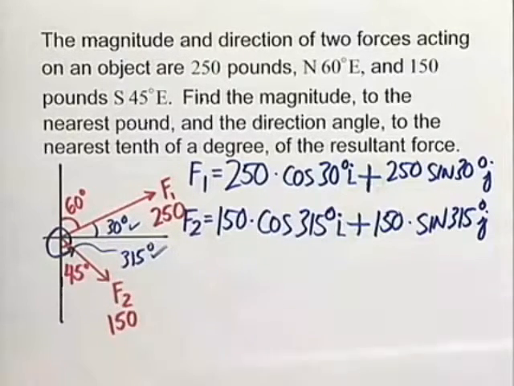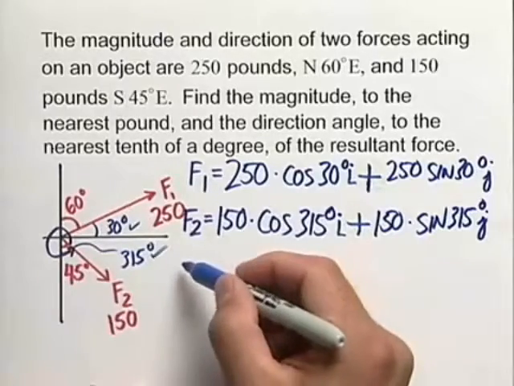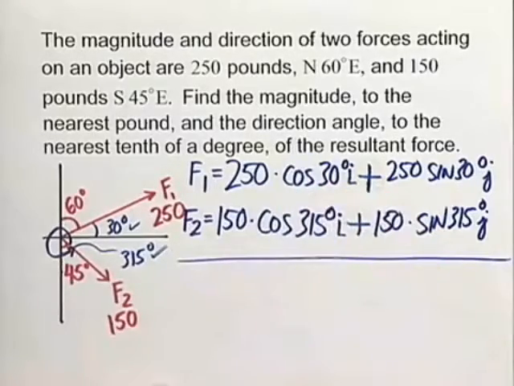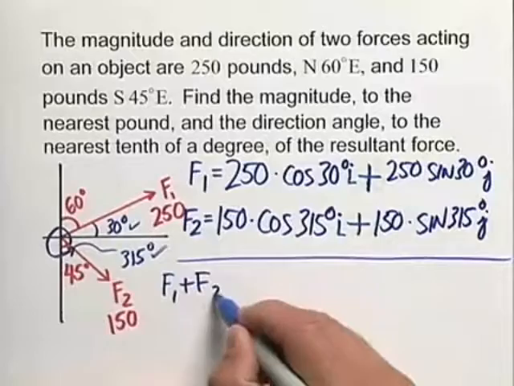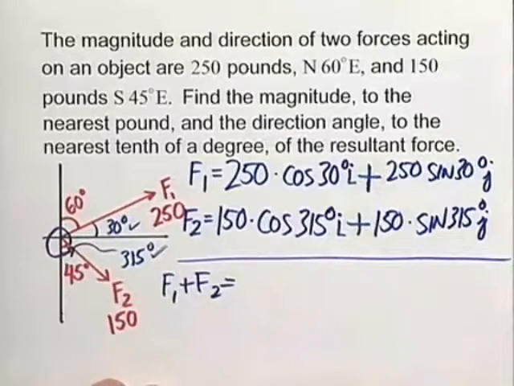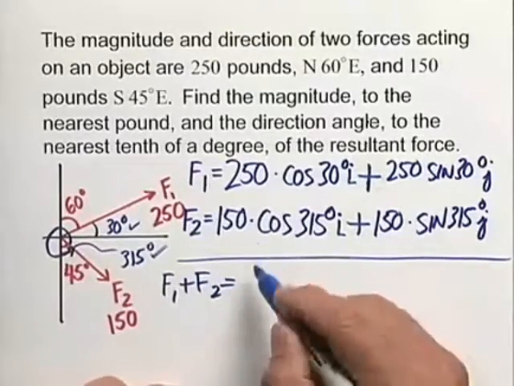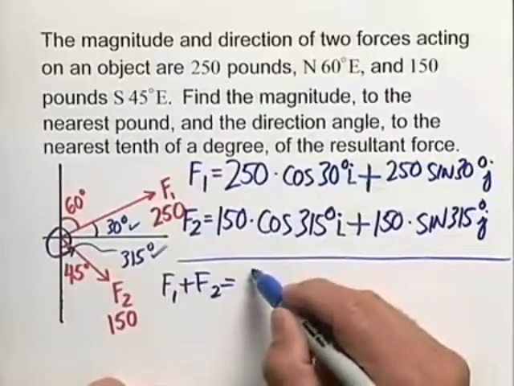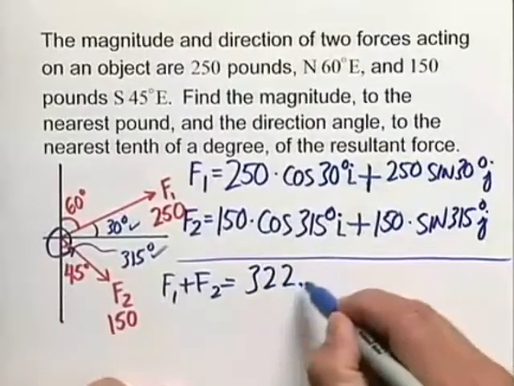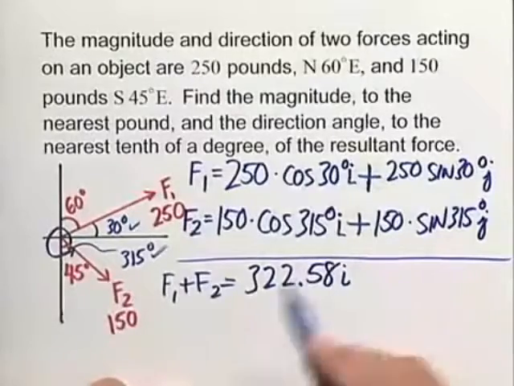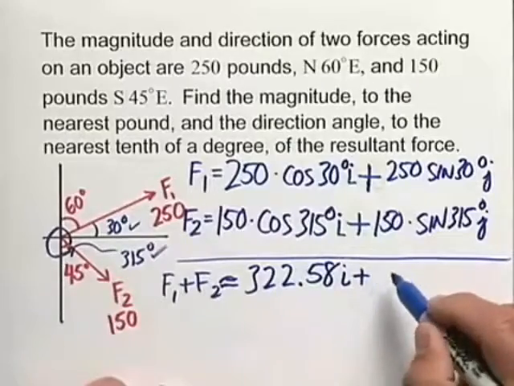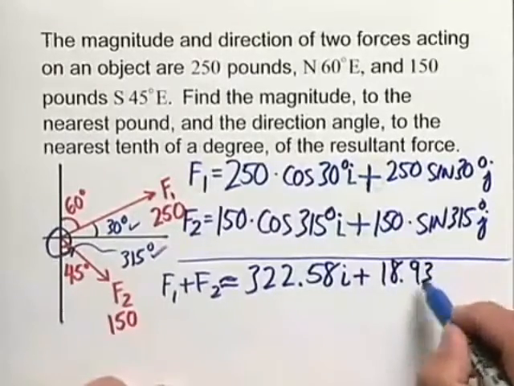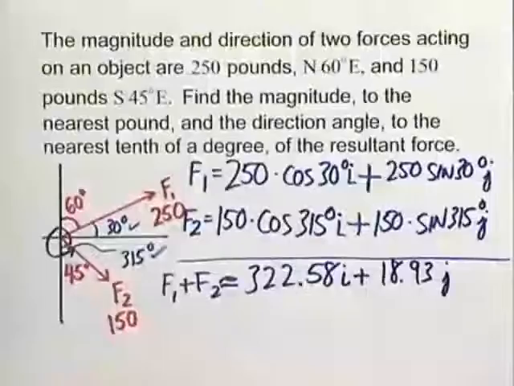Now you can plug this into your calculator, but in essence what's going to happen here, we're going to add the i components, we're going to add the j components, and that will give us the resultant vector F1 plus F2. Now if we approximate this to a couple decimal places, our new vector is going to look something like the following: 322.58 i, and again that's approximate, we're rounding that, plus 18.93 j. And so this is our resultant vector.